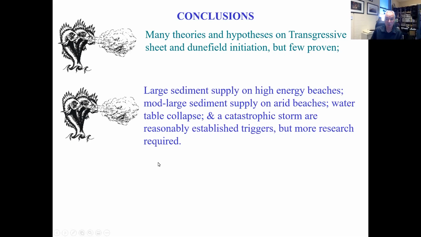Certainly, large sediment supply on high energy beaches, moderate to large sediment supply on arid beaches, water table collapse, and a single catastrophic storm, reasonably established triggers, but a whole lot more research required, particularly on these large sediment supply on high energy beaches. What exactly is the role of sediment supply versus wave-driven sediment supply, etc.